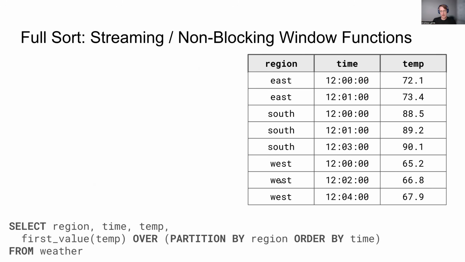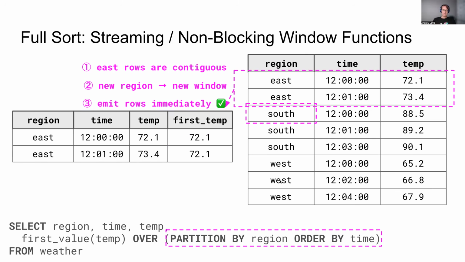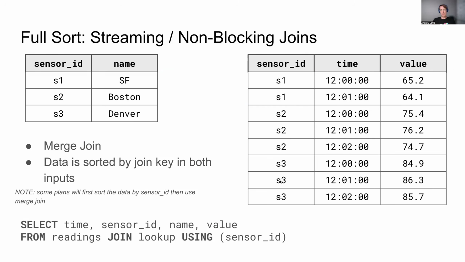Does that make sense? In this case, we're partitioning by region, order by time. Because the data is sorted by region and time, you know that the window is contiguous, and you can just compute the window functions directly. Once you see a change in the region, you can emit the currently computed window functions. So again, maybe obvious, but having that sort of information really helps.